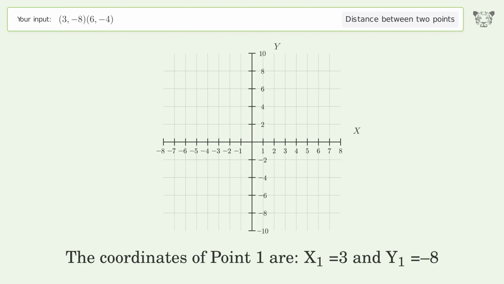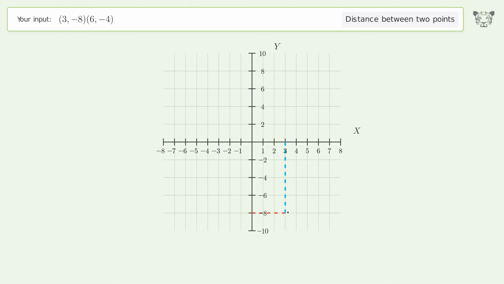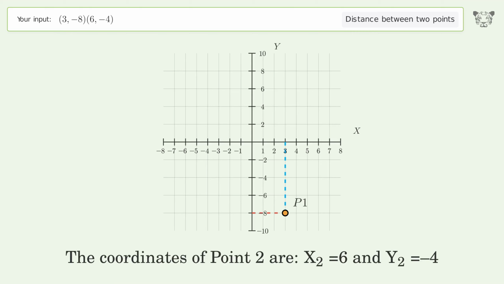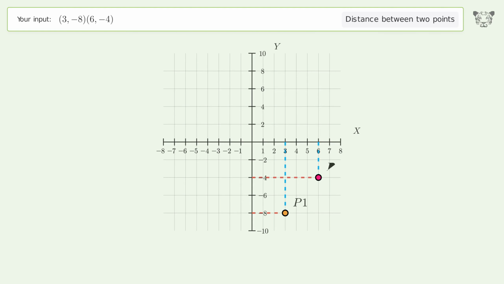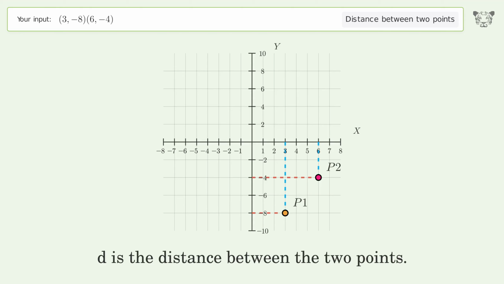The coordinates of point 1 are, x1 equals 3 and y1 equals -8. The coordinates of point 2 are, x2 equals 6 and y2 equals -4. D is the distance between the 2 points.